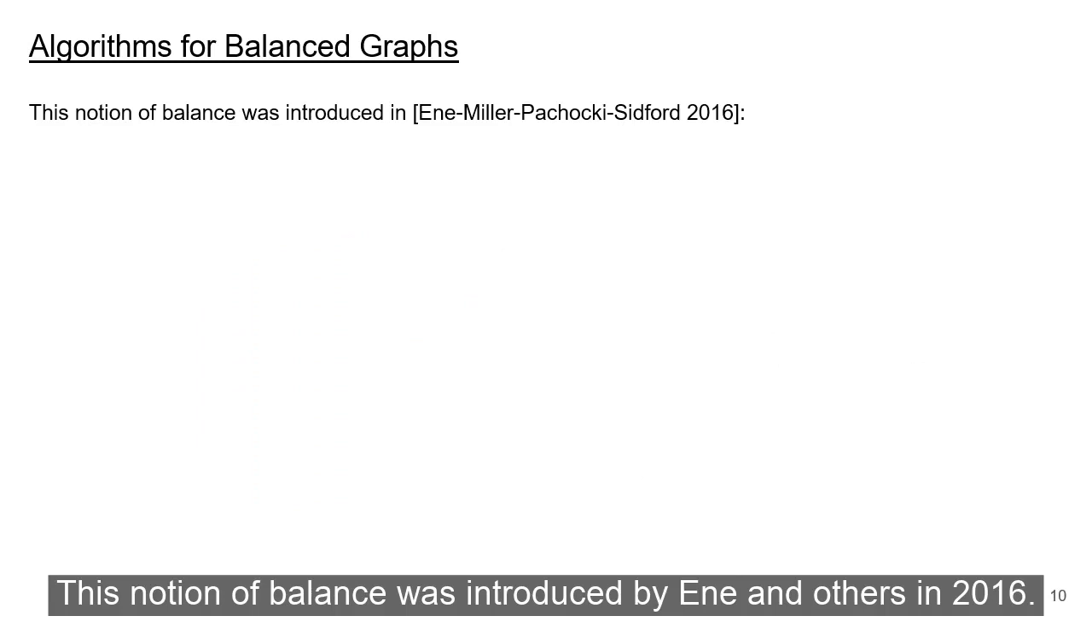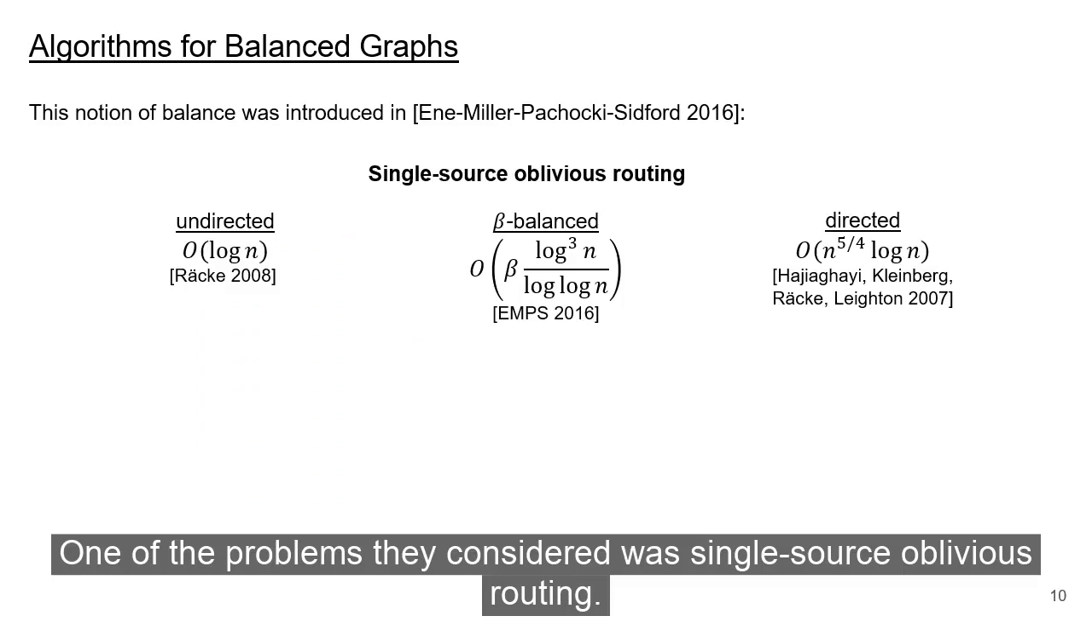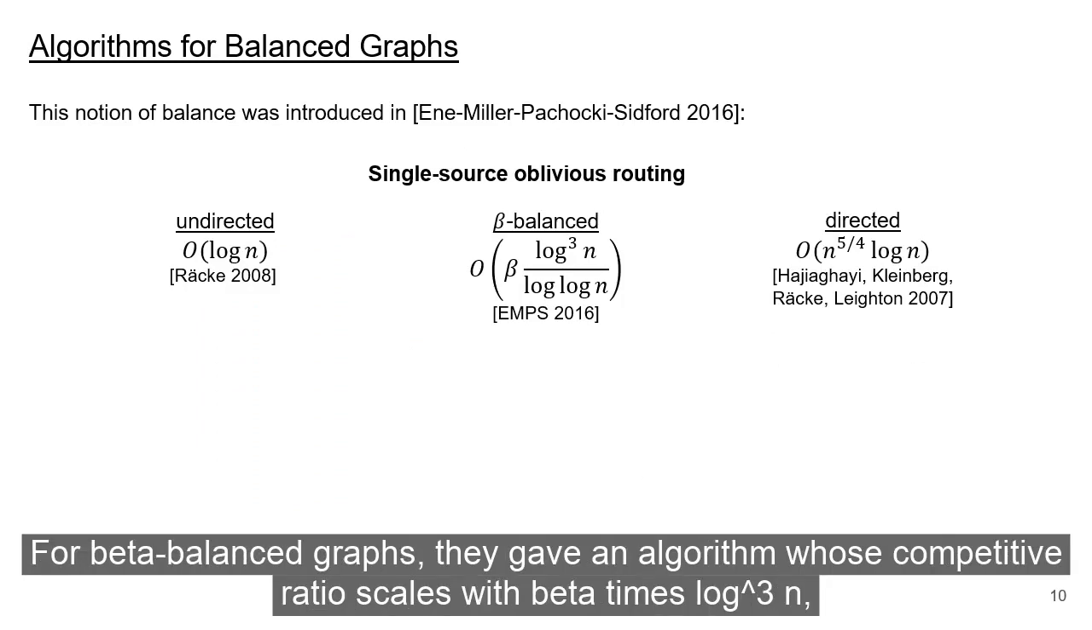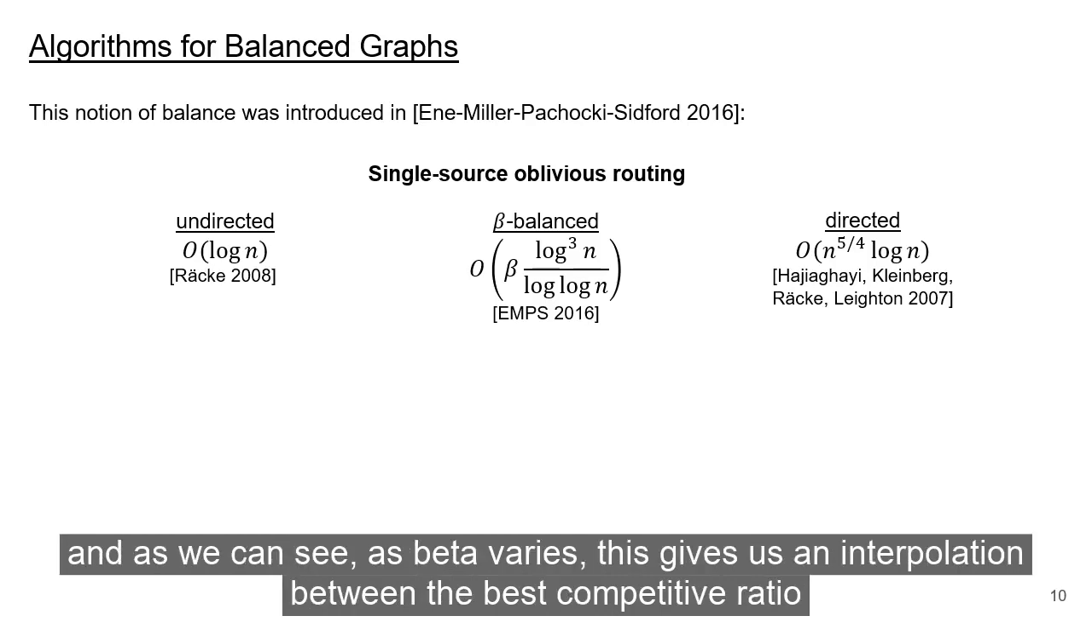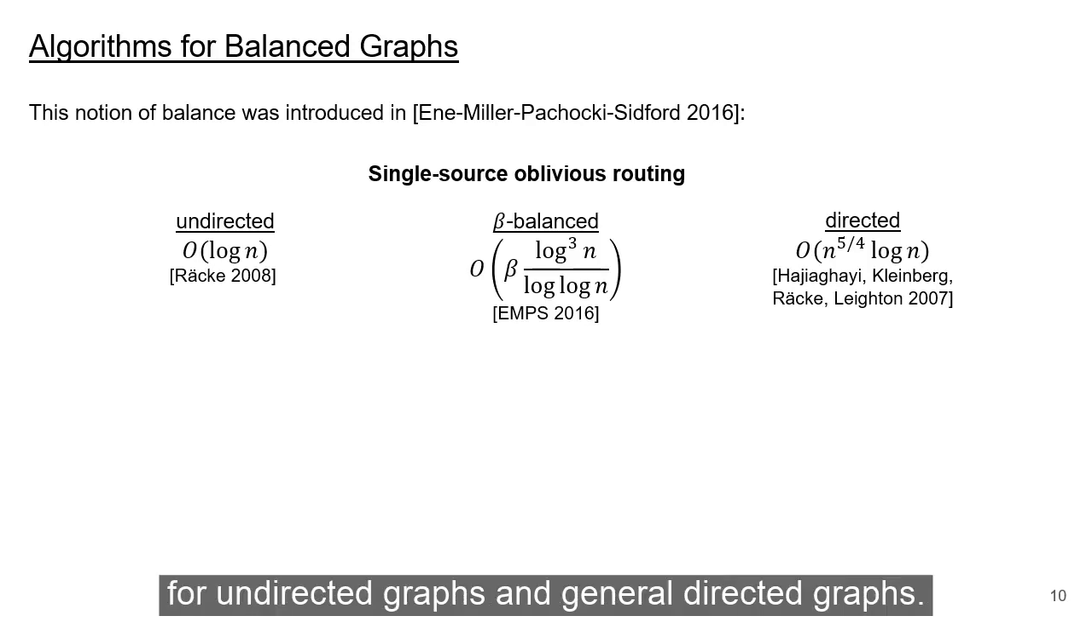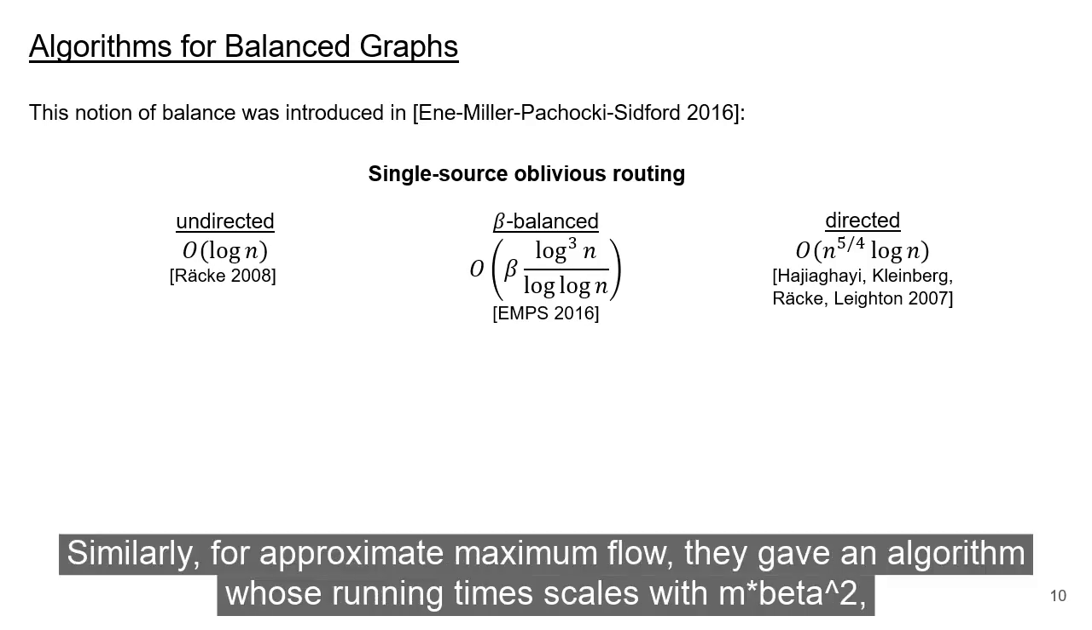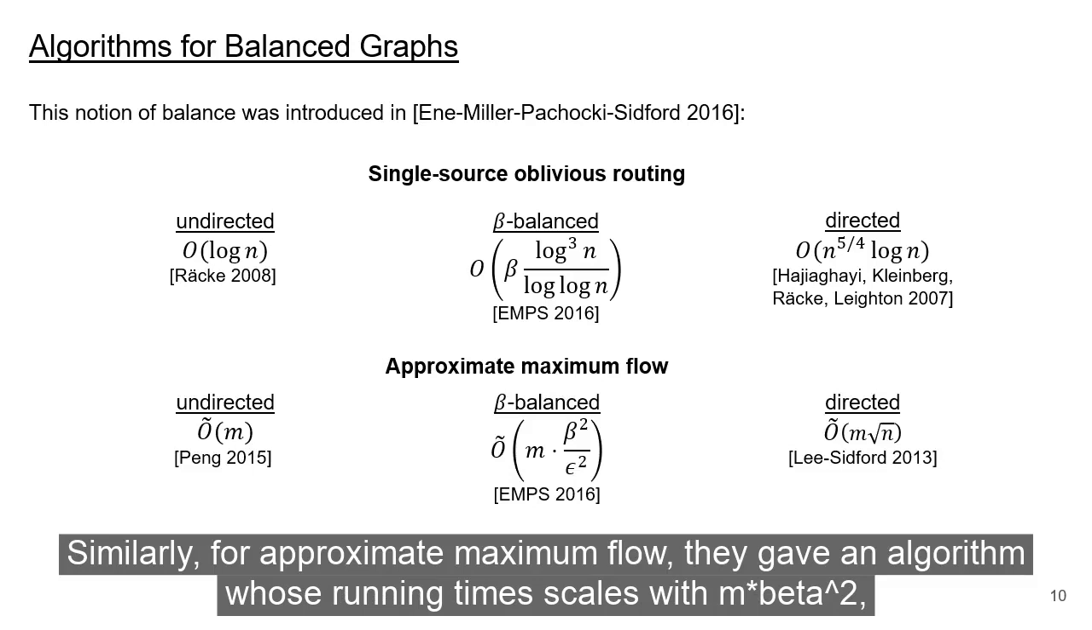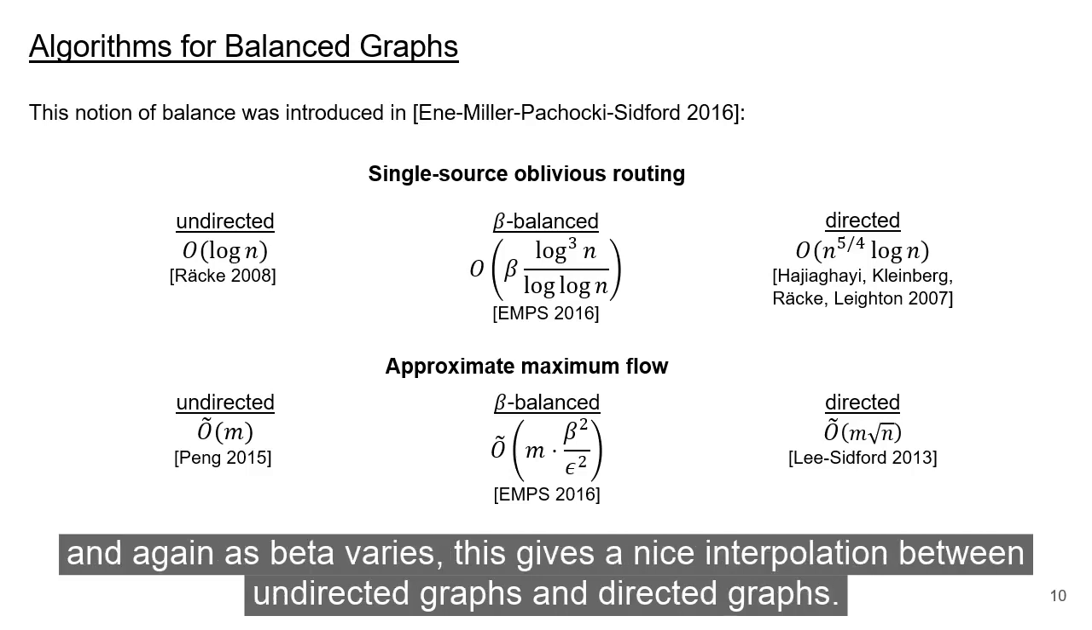This notion of balance was introduced by Eulerian and others in 2016. One of the problems they considered was single source oblivious routing. For beta balanced graphs, they gave an algorithm whose competitive ratio scaled with beta times log cubed n. And as we can see, as beta varies from 1 to n squared, this gives us an interpolation between the best competitive ratio for undirected graphs and for general directed graphs. Similarly, for approximate maximum flow, they gave an algorithm whose running time scales with m times beta squared. And again, as beta varies, this gives us a nice interpolation between undirected graphs and directed graphs.